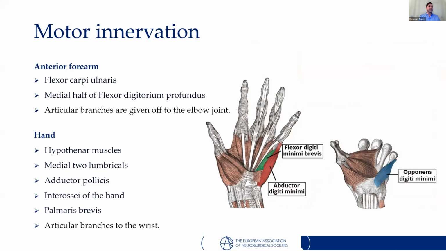In the hand, the majority of the intrinsic muscles are innervated by the deep branch of the ulnar nerve. These are the hypothenar muscles, which are the flexor digiti minimi brevis, the abductor digiti minimi, and the opponens digiti minimi, as we can see in the picture. Also the two medial lumbricals, the adductor pollicis, and the interossei of the hand. The palmaris brevis is usually an exception to this rule. It's innervated by the superficial branch of the ulnar nerve. The other muscles, the lateral two lumbricals and the thenar eminence, are innervated by the median nerve.